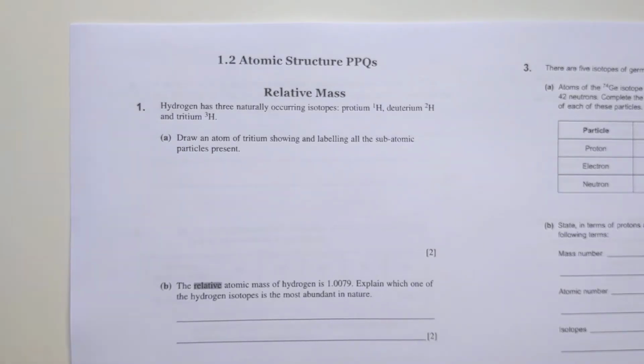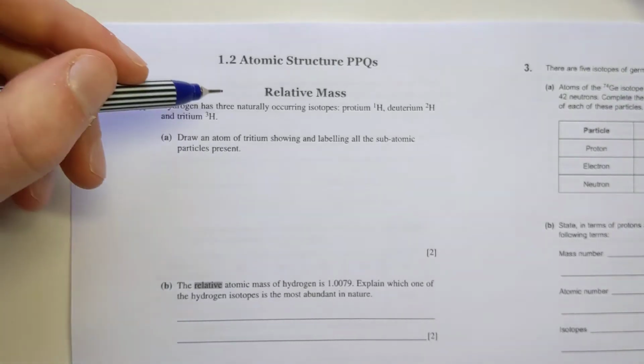So the first question, we're told about hydrogen. It says there's 3 naturally occurring isotopes: protium, deuterium and tritium. That was kind of briefly mentioned in the booklet you have. Part A, draw an atom of tritium showing and labelling all the subatomic particles present. That's not too far different to questions you did at GCSE. You had to draw atoms. Obviously, this wee bit tricky here is asking about tritium.